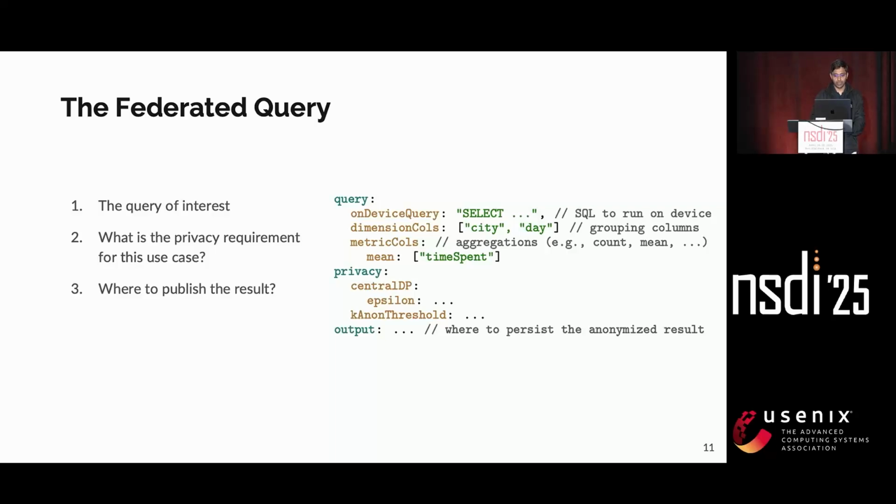Then once you define this query, there are two more components. We ask what is the privacy requirement for this particular use case. Not all use cases are equal. Some may require a more stringent policy, some might require a more relaxed one. So you need to define what's relevant for the use case. And finally, we ask where the result needs to be published. On the right, you see what a typical query would look like.